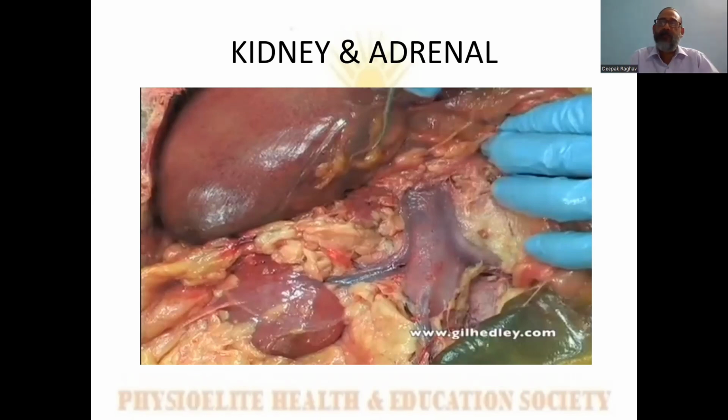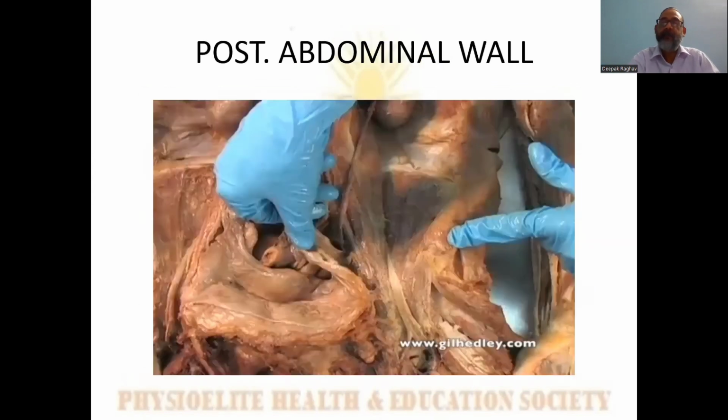It is known that at the top of the kidney, the suprarenal gland or adrenal gland is present. But anatomically, the adrenal gland or suprarenal gland is located a little away from the kidney.